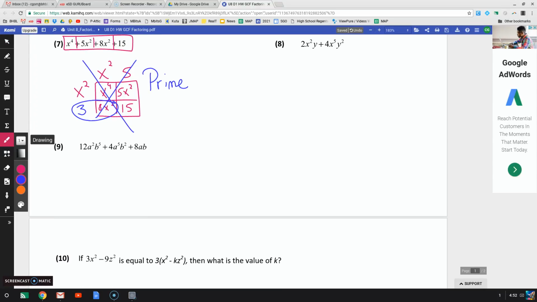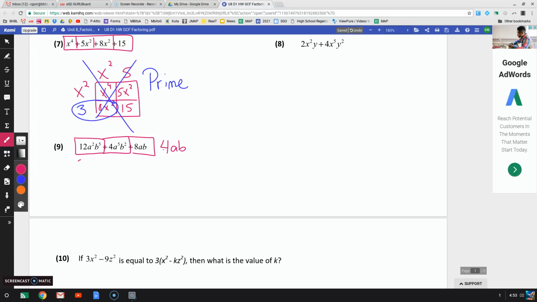Using my box method, I might just want to box up my whole question. Looking for a common factor. The common factor between 12, 4, and 8 is going to give me a 4. And I'm going to do this one backwards. Why not? There's a 4. They have an A in common. They have a B in common. So now I'm dividing this out.